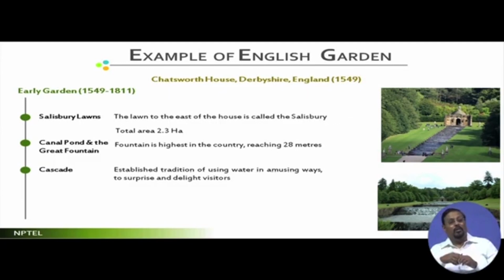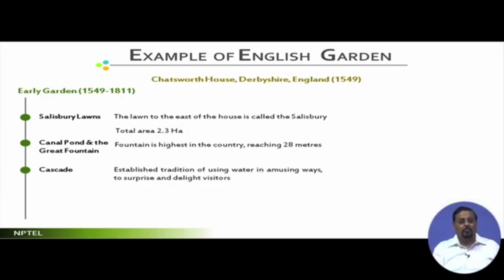As I mentioned earlier, the objective of the ruler was to enchant the visitors and show their own sense of creation. So the cascade was for surprise, for delight and such things. So it was almost a sort of, I would say, a demonstration of their sense of art or extravaganza in terms of creating landscapes. That is it.